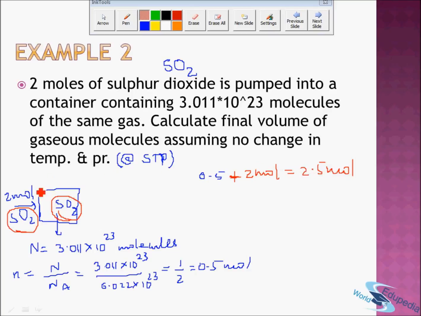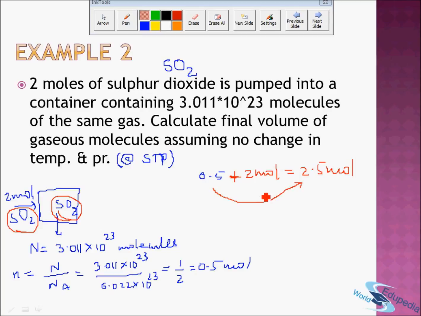Okay, so to maintain temperature and pressure, what will happen? Moles have increased from 0.5 to 2.5. It means volume will have to increase, okay, at same temperature and pressure. Okay, if I am assuming that there is no change in temperature and pressure, increase in moles will result in increase in volume.